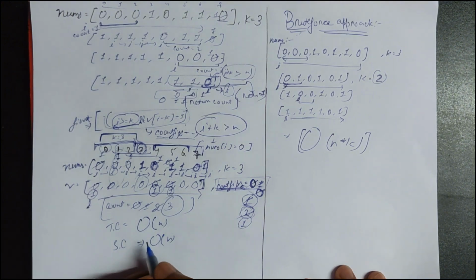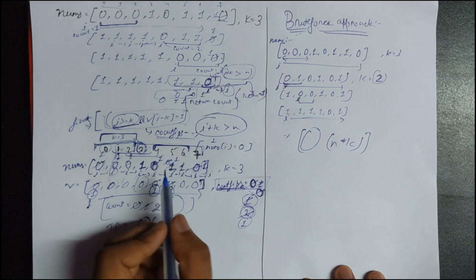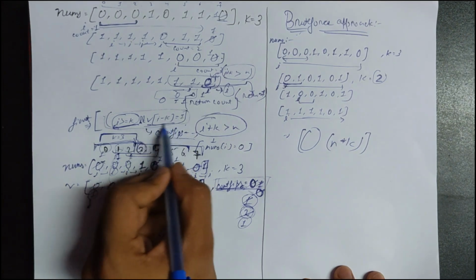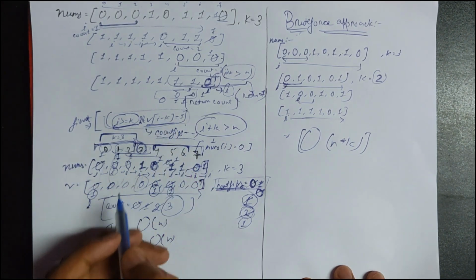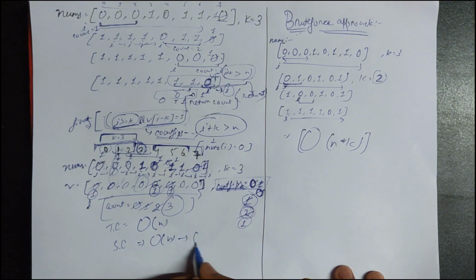Okay, but notice we have to check only at the index i minus k. We don't need to check before that, so we can convert it into O(k).